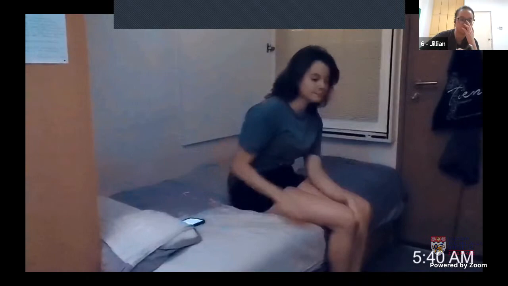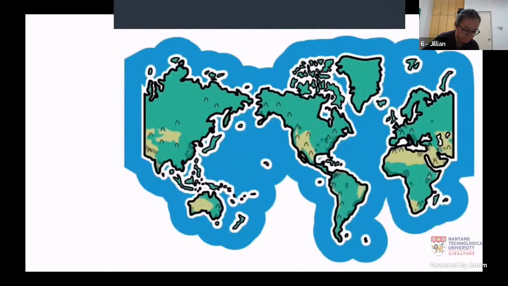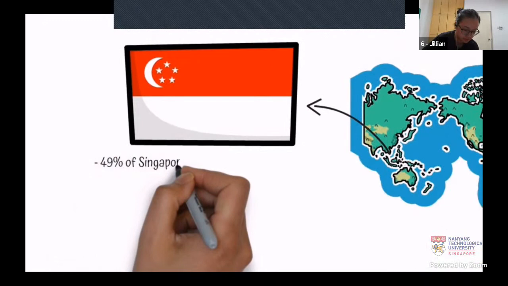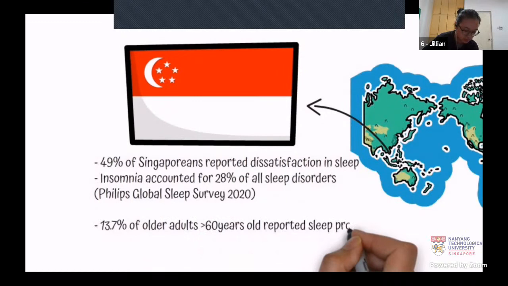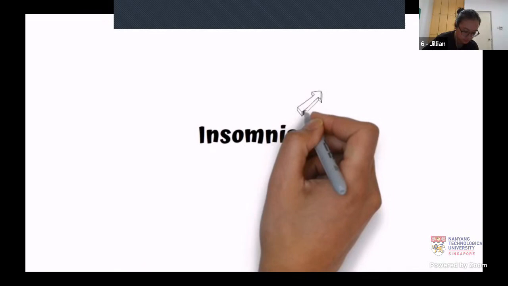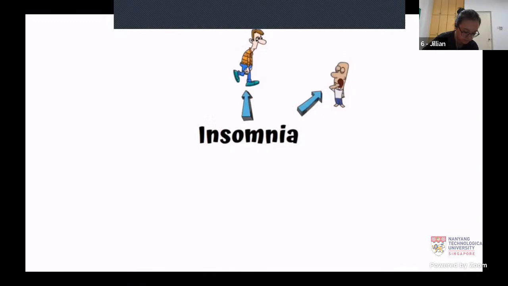A worldwide study in 2020 found that 49% of Singaporeans reported dissatisfaction with their sleep, with insomnia accounting for 28% of all sleep disorders. Another study found that 13.7% of older adults aged 60 and above reported sleep problems. Insomnia also leads to several negative outcomes, including daytime drowsiness, fatigue, cognitive deficits, increased likelihood of accidents, reduced physical and mental health, lowered quality of life, decreased productivity and mortality.